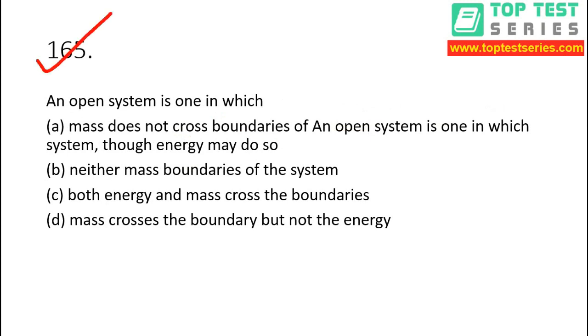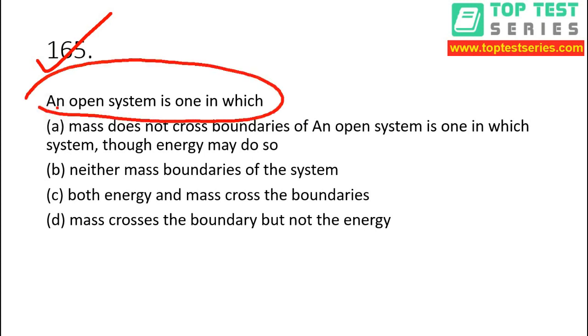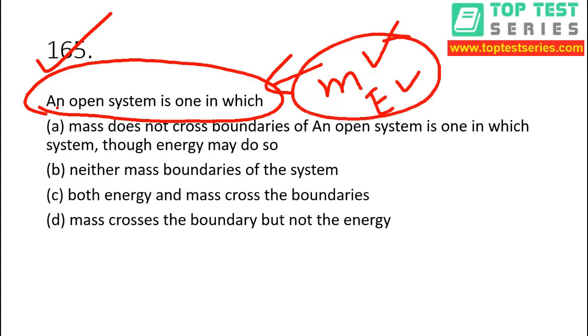Question number 165. An open system is one in which, so what is the main significance of an open system? In case of an open system, mass can also go outside, and energy also. That means there is exchange between system and surroundings, of mass as well as energy. Now look at option A, mass does not cross, so automatically this is not the correct answer. Second, neither mass boundaries of the system.